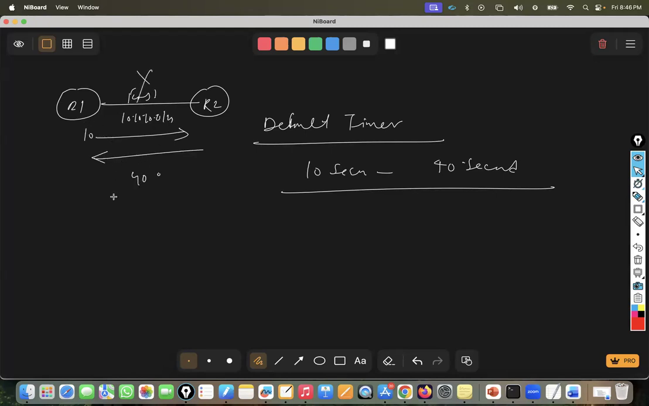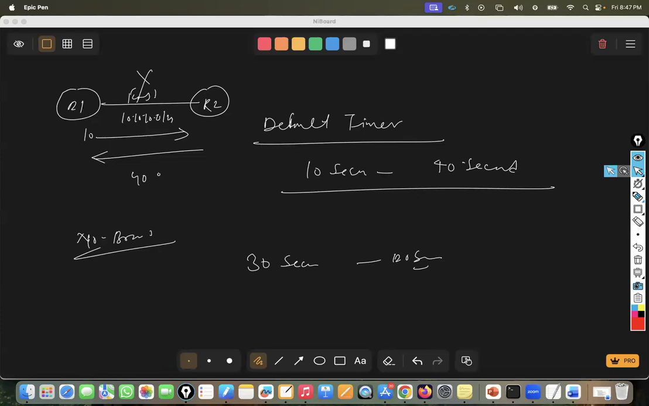But think about a non-broadcast network, like frame relay, or a point to multi-point network. This timer is going to be 30 seconds and 120 seconds. Even if you want to minimize or maximize the timer, it is absolutely possible. You can do that. Clear?